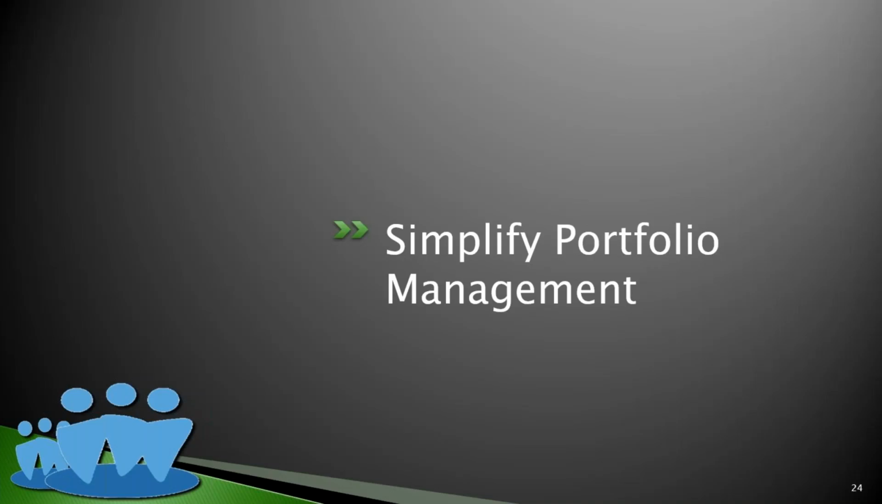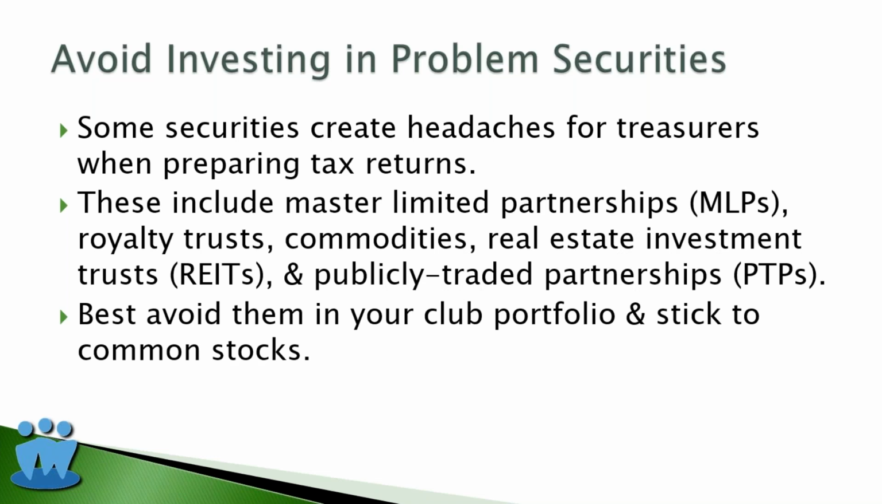I want to talk about a little bit of some portfolio tips for clubs and for treasurers, just to streamline that aspect of it. We recommend on an ongoing basis avoiding certain problem securities. These securities may be appropriate for individuals, but for investment clubs, they can create headaches for treasurers, and treasurers don't need any more headaches. So the list includes master limited partnerships, royalty trusts, commodities, real estate investment trusts, REITs, and publicly traded partnerships.